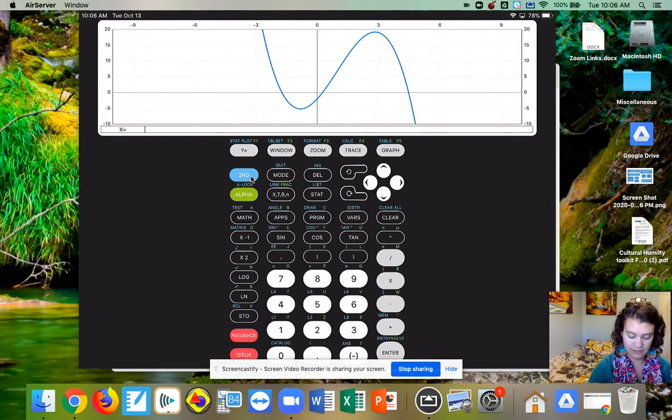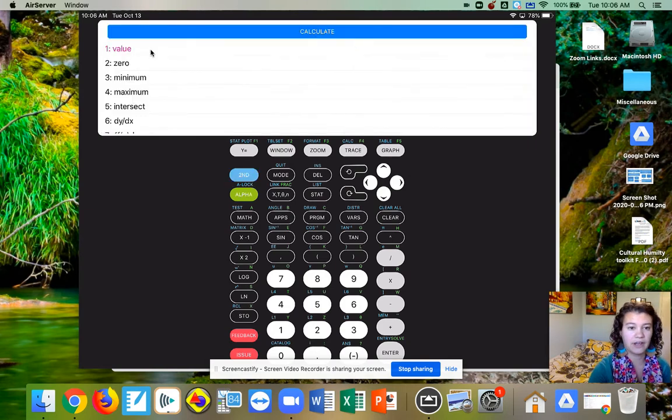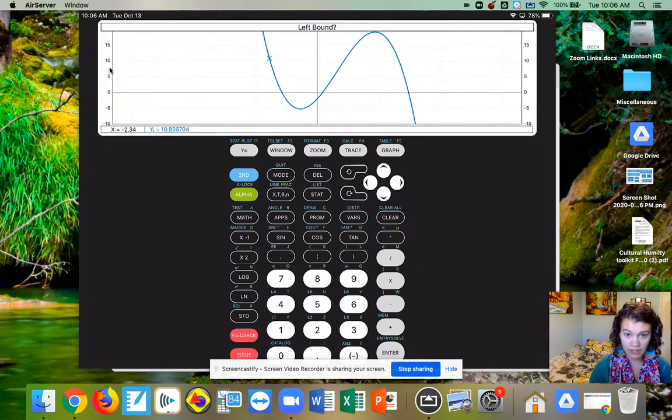So hit second and then hit trace, and it comes with this calculate menu. So we want to figure out our zeros. So you want to use this 2 right here where it says zero. So hit 2, and then it's going to ask you for your left bound. That means if I think the 0 is right there, I need to be on the left side. It doesn't matter if I'm like right here on the left side or right here on the left side. You just need to be somewhere on the left.